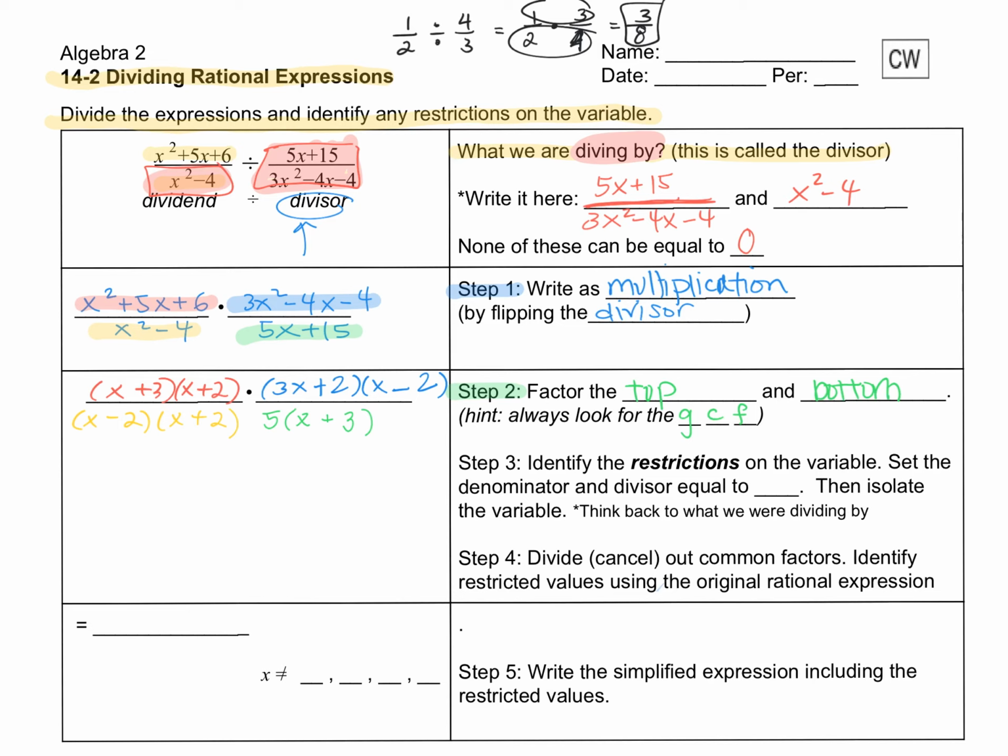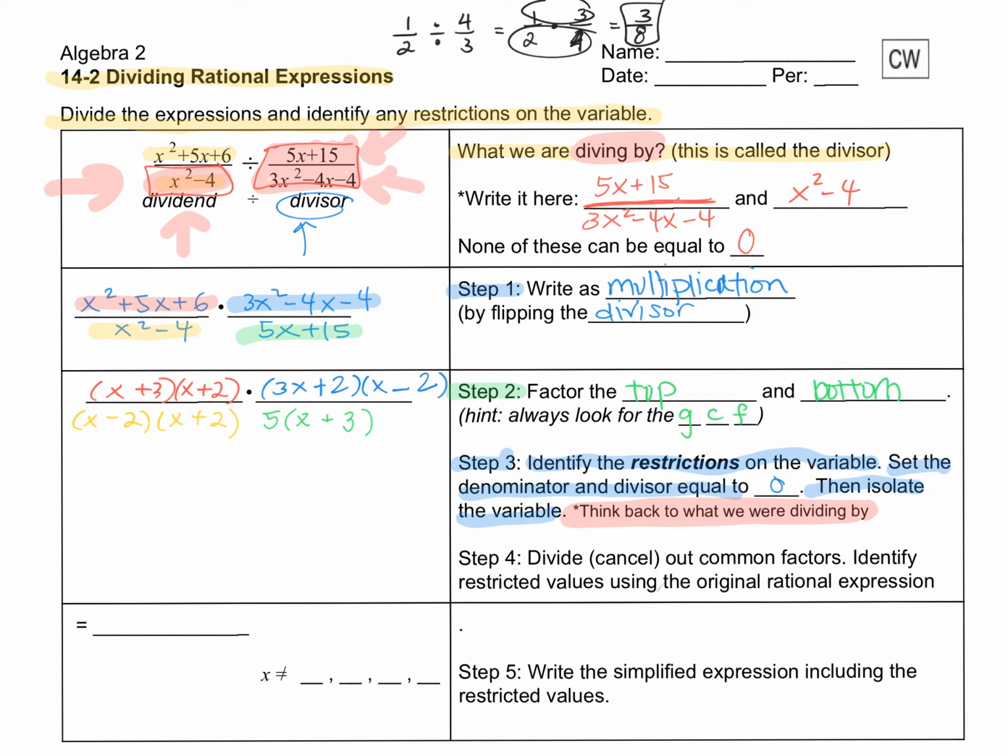Let's look at step 3. Step 3, identify the restrictions on the variable. Set the denominator and divisor equal to 0. Then isolate the variable. Think back to what we were dividing by. So what were we dividing by? Because the things that we were dividing by cannot be equal to 0. So I want to go back to what we circled here. What are all the things we were dividing by, and what did they turn into?